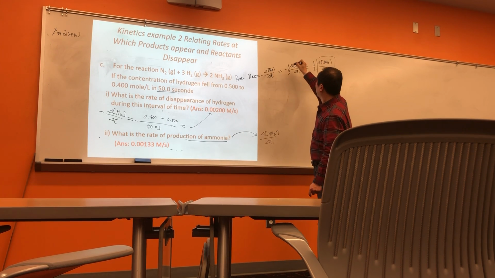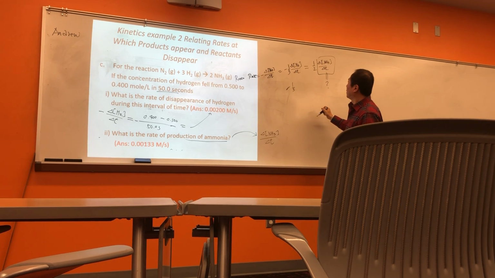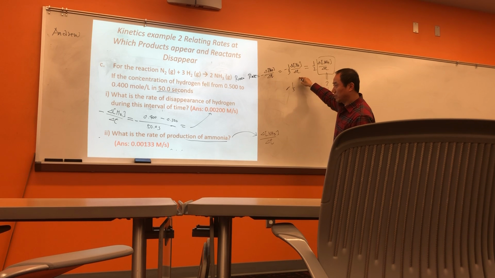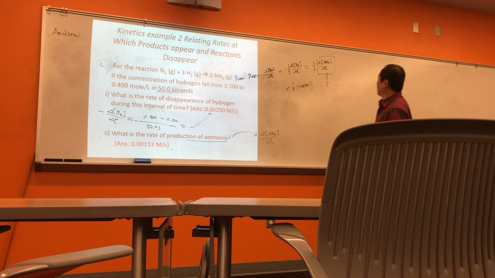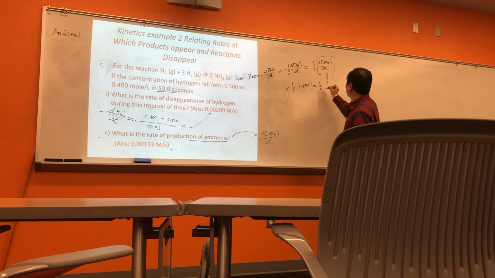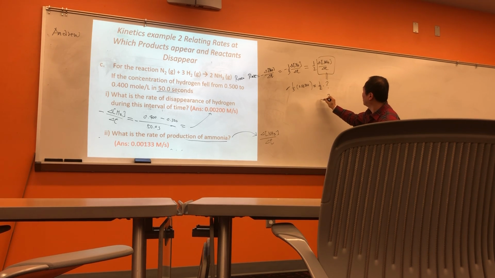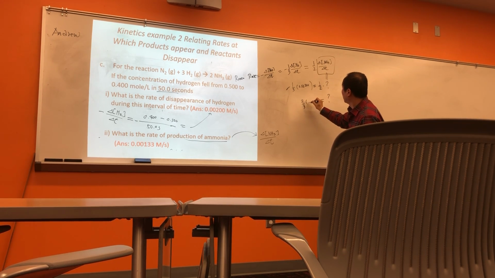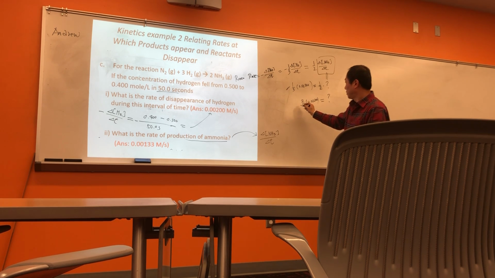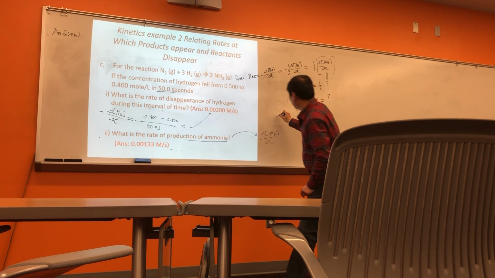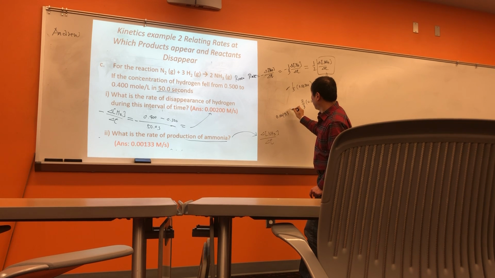So I have 1 over 3 of the disappearance of that, which is 0.00200, and half of this. So my unknown is, if you do the math, you will get 0.00133.